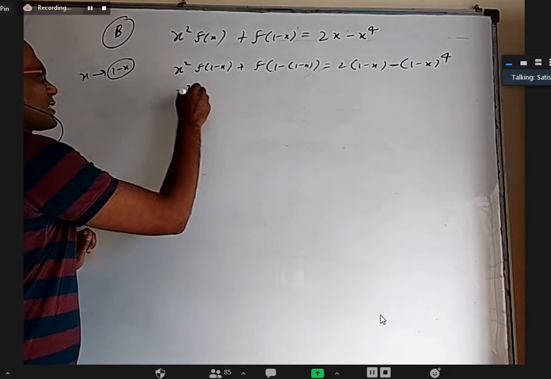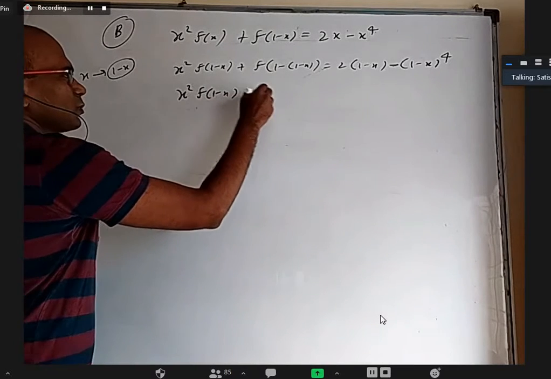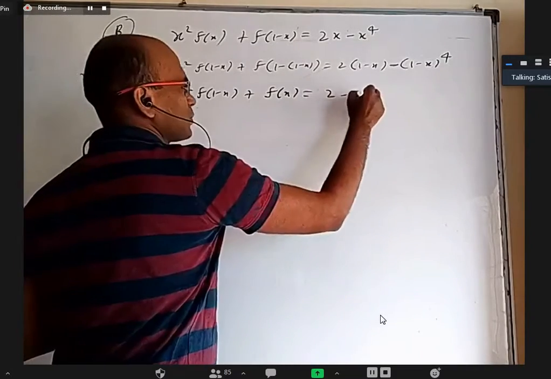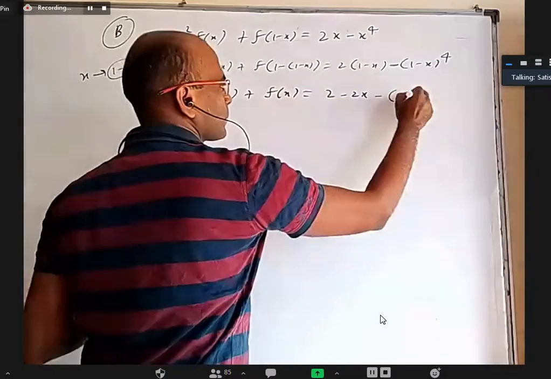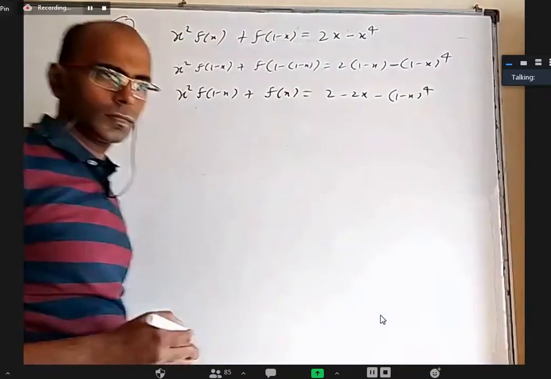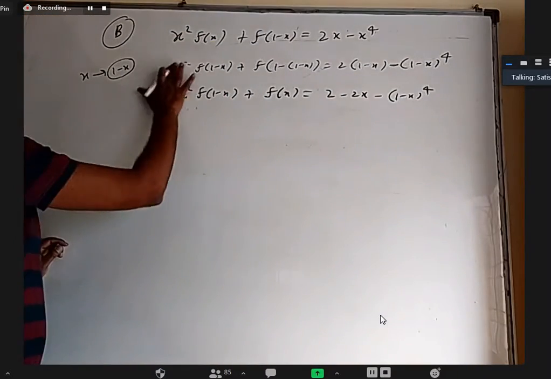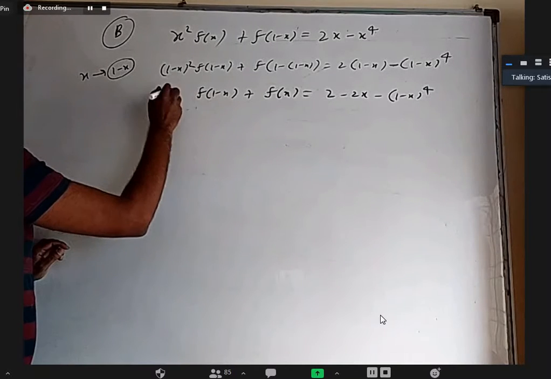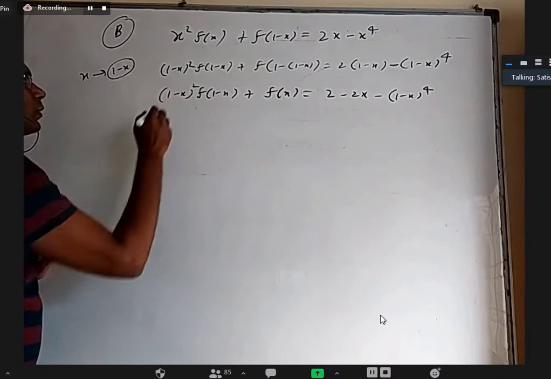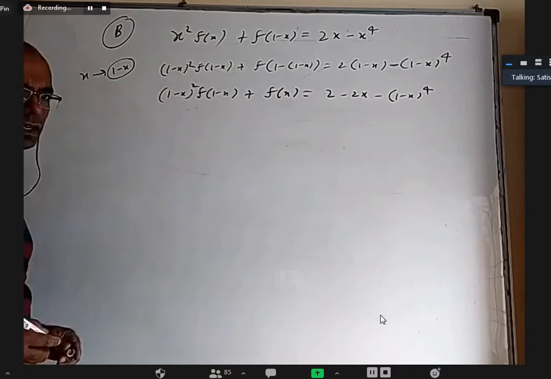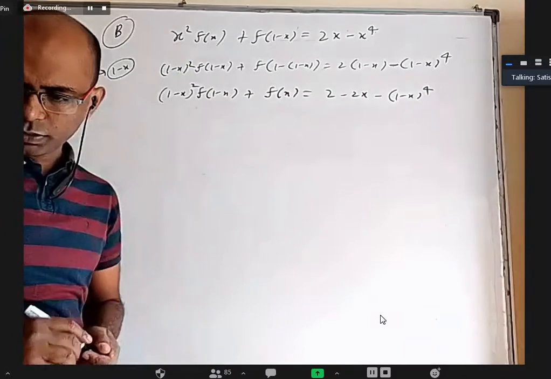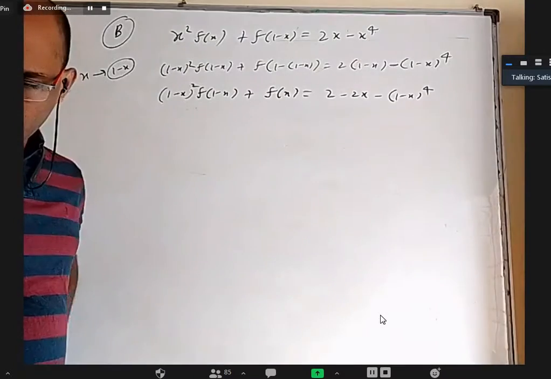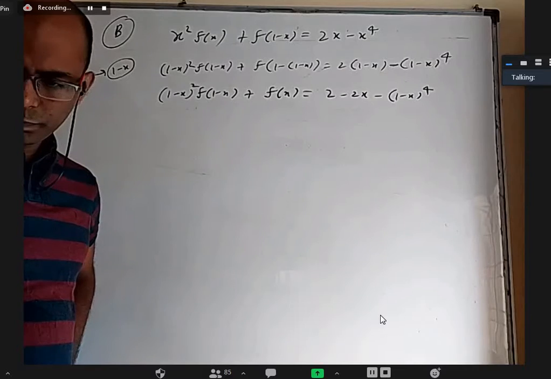So this is x square f of 1 minus x plus f of x. You can leave it, don't have to expand. Sir, the starting x square also we substitute, no sir? Yes, it is substituted there also. This is 1 minus x whole square, here also 1 minus x whole square. So wherever x is there, I replaced it with 1 minus x. There is also another way to do it. I'll tell you what it is.